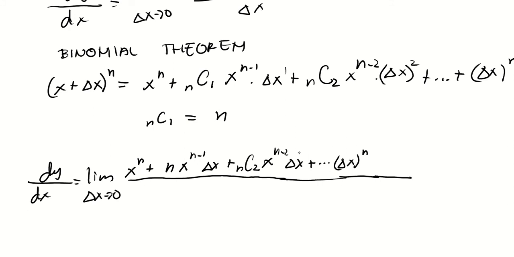So this is f of x plus delta x. Then we need to subtract x raised to n. So x raised to n. This is f of x divided by delta x. So here, we can cancel out x raised to n. Obviously, the first term here will cancel out.